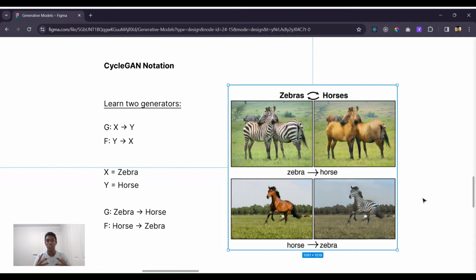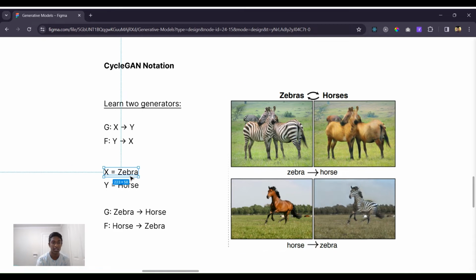So we're actually training two generators at the same time, and this allows us to go back and forth between these domains. Throughout this video, we're going to be using the example of zebras to horses and horses to zebras. So we'll set X equal to zebra and Y equal to horse. These are our two domains that we're working with. G will take an image from the zebra domain to the horse domain, and F will take an image from the horse domain to the zebra domain.